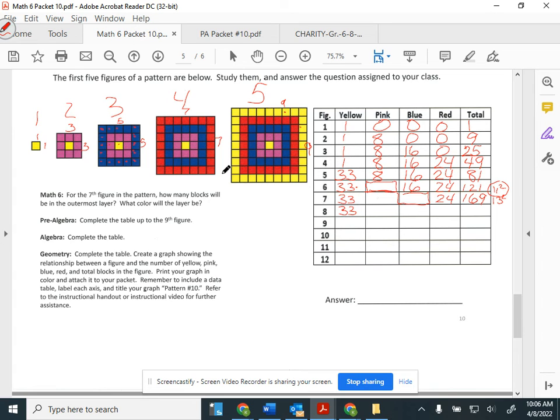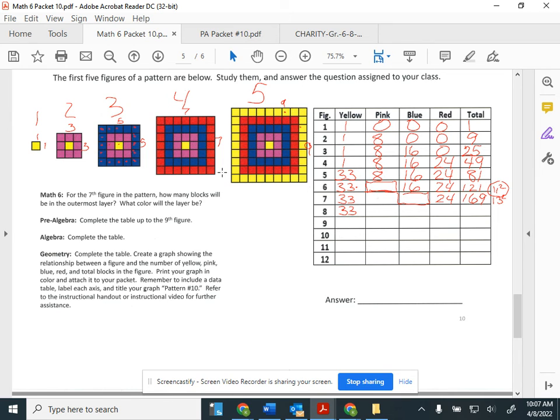How many blocks are going to be in the 7th outermost layer, and what color is it going to be? So I'm telling you right now, you didn't fill in the correct answers. So that's going to throw off your answer to these questions. So it's going to take a little bit of work, friends. It's not easy peasy lemon squeezy. You have to think it through.